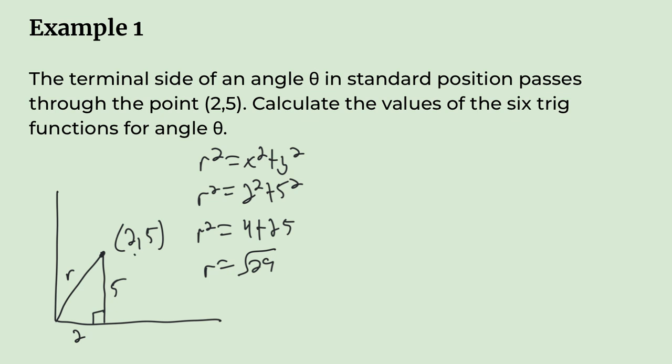So then our values for each trig function: sine, cosine, and tangent. Remember, we've got SOH CAH TOA, which tells us which trig function goes to which sides. Sine goes opposite over hypotenuse. Cosine is adjacent over hypotenuse. Tangent is opposite over adjacent.